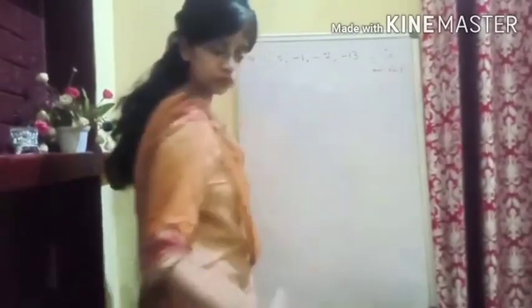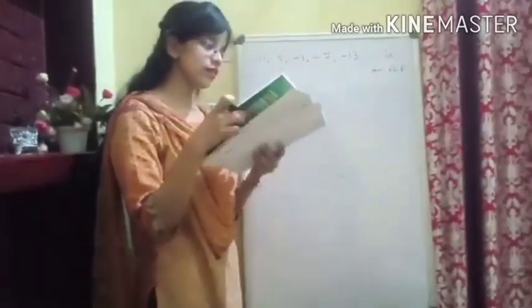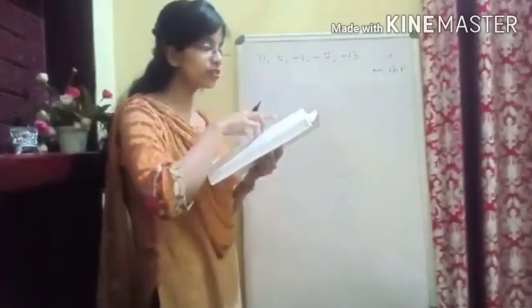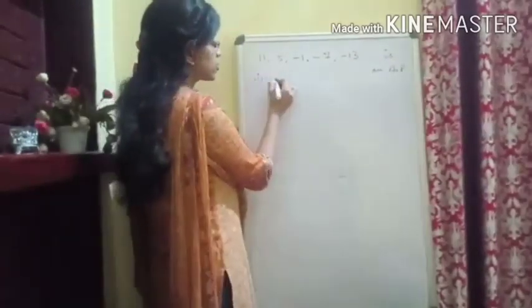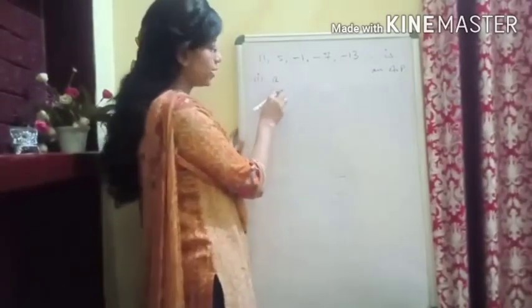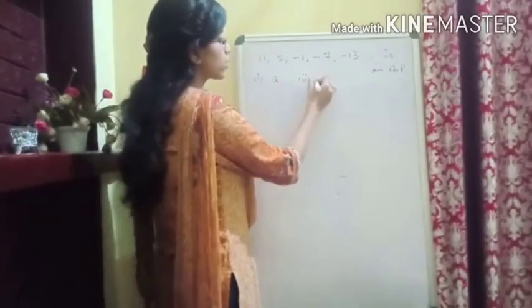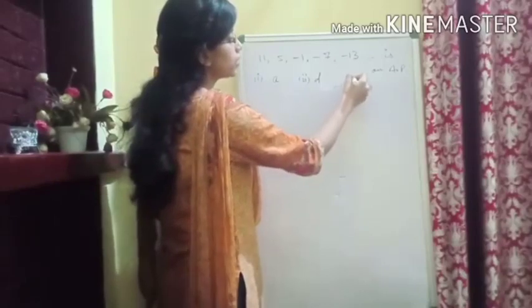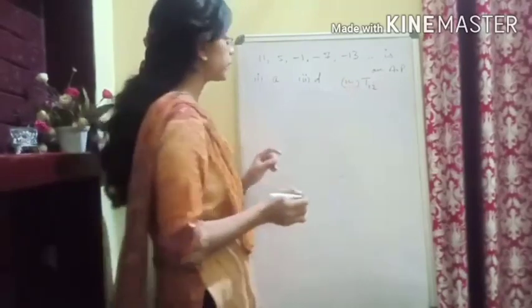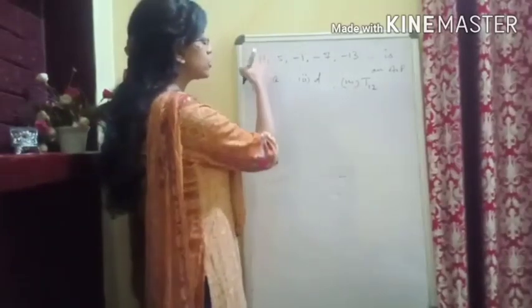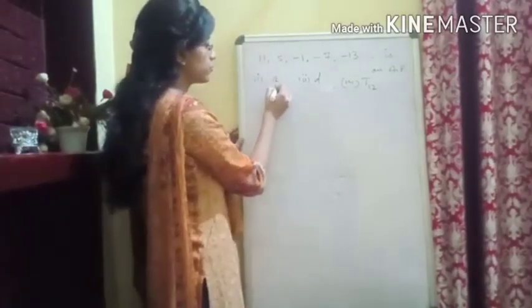They are asking you to calculate the first term, common difference, and the 12th term. First, they are asking you to calculate the first term, denoted by A. Second, the common difference. Third, the 12th term, that is T12. Is it clear? Simple. What is the first term? That is 11. So the answer will be 11.